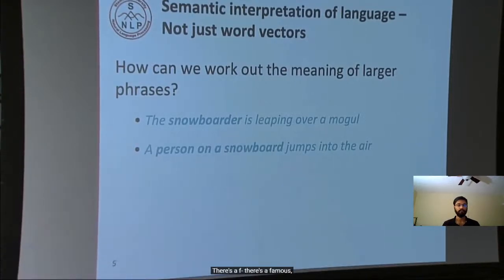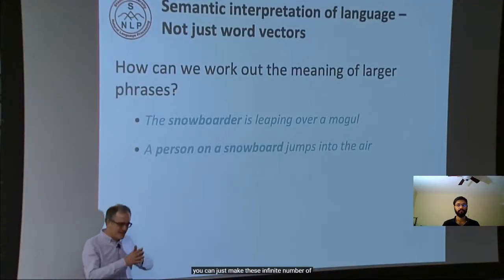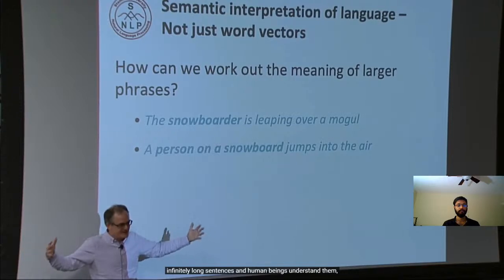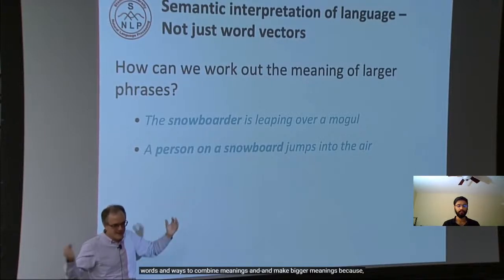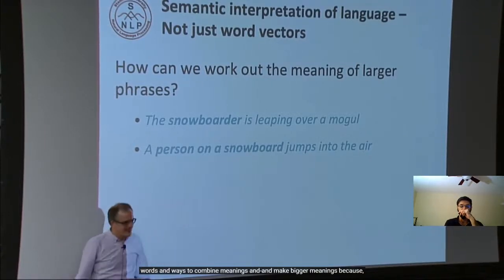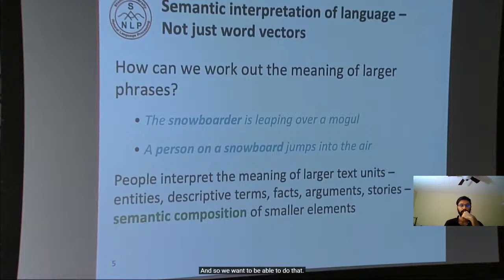There's a famous applied mathematician, statistician at Brown University, Stu Geman, and I guess the way he summarized this is: either the principle of compositionality is true or God exists. You can take that as you want, but I think what he meant was that you can make an infinite number of infinitely long sentences and human beings understand them, so it just has to be that people know about words and ways to combine meanings and make bigger meanings, because how else could it possibly work that people could understand sentences?